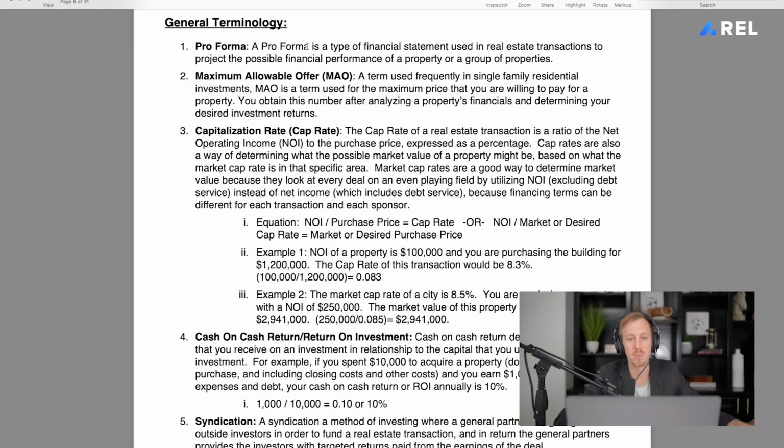You'll very commonly hear people call your underwriting model or analyzer a pro forma. Hey, send me over your pro forma. Send me over your projections or your financial expectations.